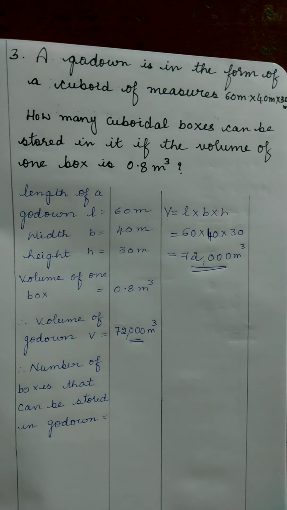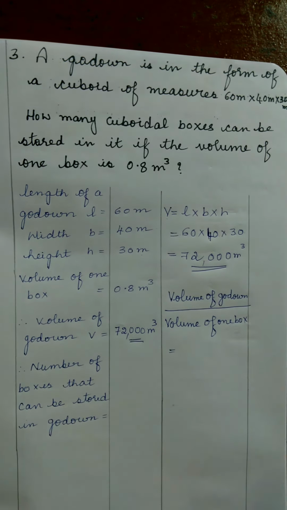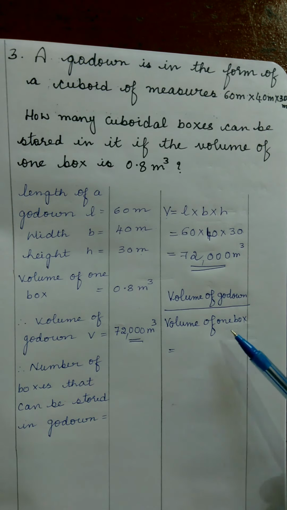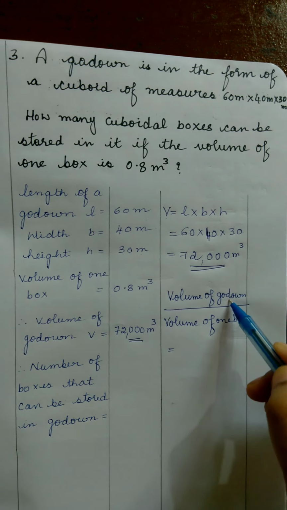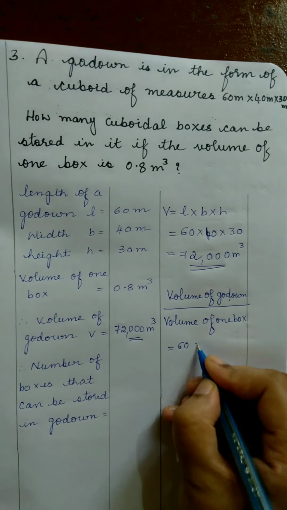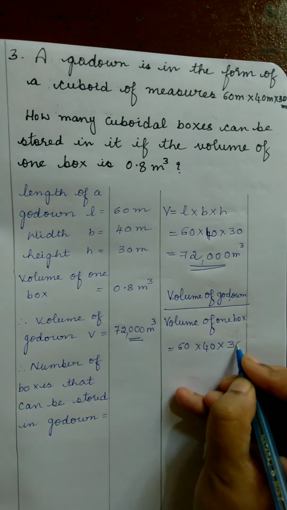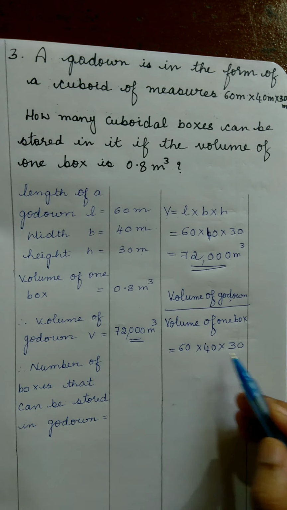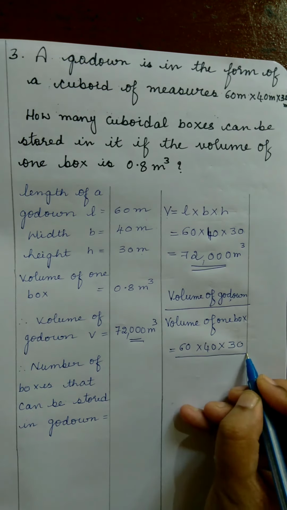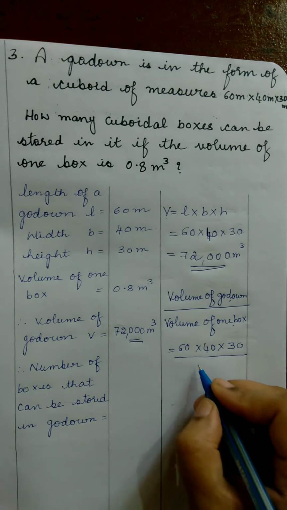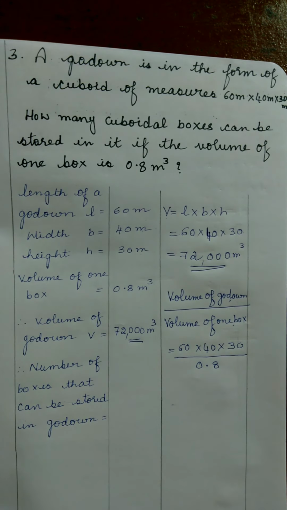Now, we have to find out the number of boxes that can be stored in the godown. To find this, we have to divide the volume of the godown by the volume of one box. For simplification, let us take the volume of the godown as 60 into 40 into 30, that is length, width, height of the godown, divided by the volume of one box. We know the volume of one box is equal to 0.8 meter cube.